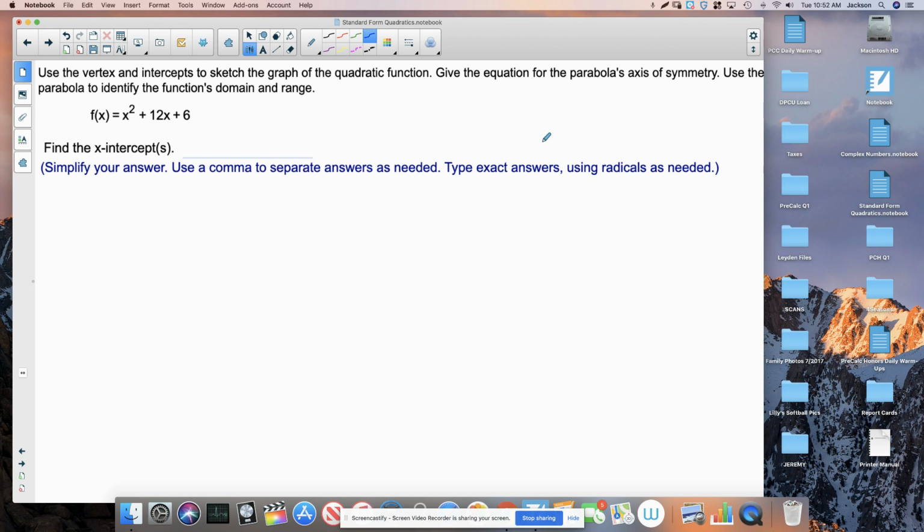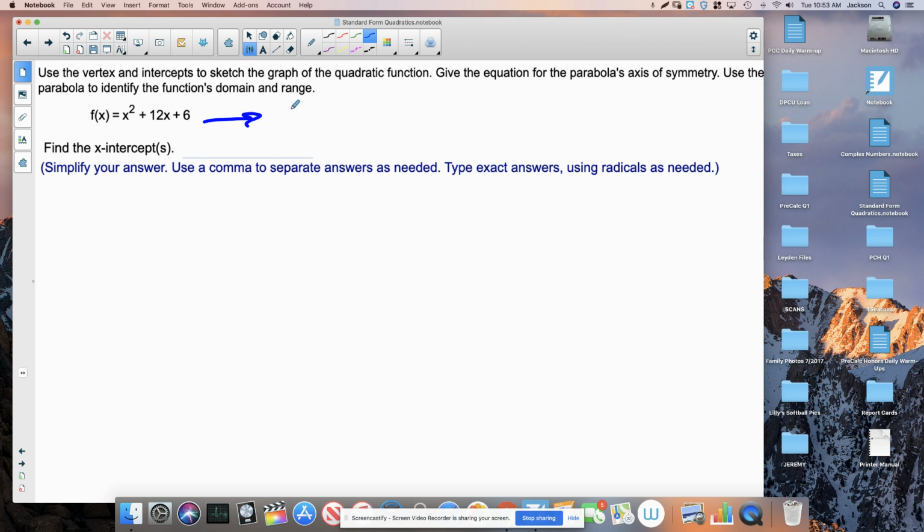Let's take a look at a problem that you're going to see when you're working on the Math Excel here. Use the vertex and intercepts to sketch the graph of the quadratic function. If you're watching this, I'd encourage you to go back and watch the 2 or so videos that I've already done on writing this in standard form. We don't have to write this in standard form to get the intercepts, and that's the purpose of this video, to talk about an alternative method.